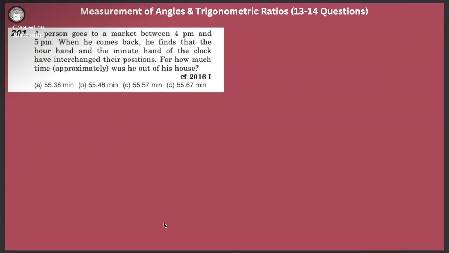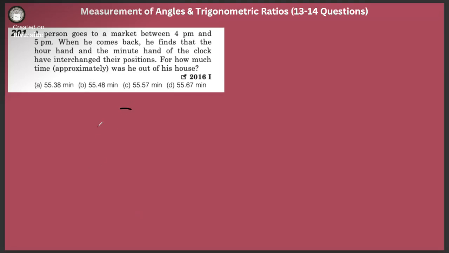Let's try to read this. Haripriya, can you please read this one? Yes, sir. A person goes to a market between 4 p.m. and 5 p.m. When he comes back, he finds that the hour and the minute hand of the clock have interchanged their positions. For how much time, approximately, was he out of his house? How do you think we should proceed? So a person goes to a market between 4 to 5 p.m. When he comes back, he finds that the hour hand and the minute hand have interchanged their positions. For how much time approximately was he out of his house?